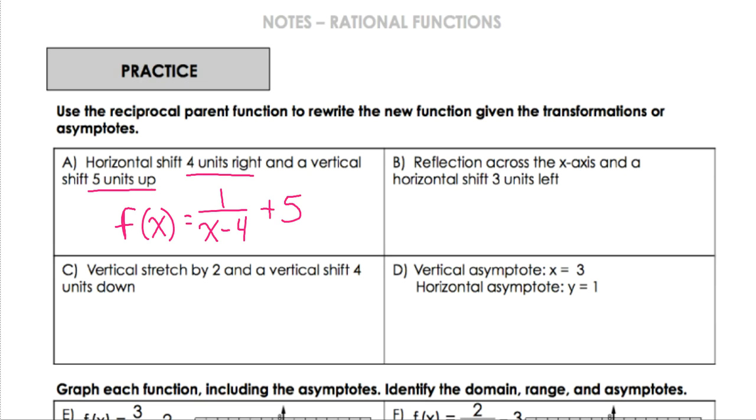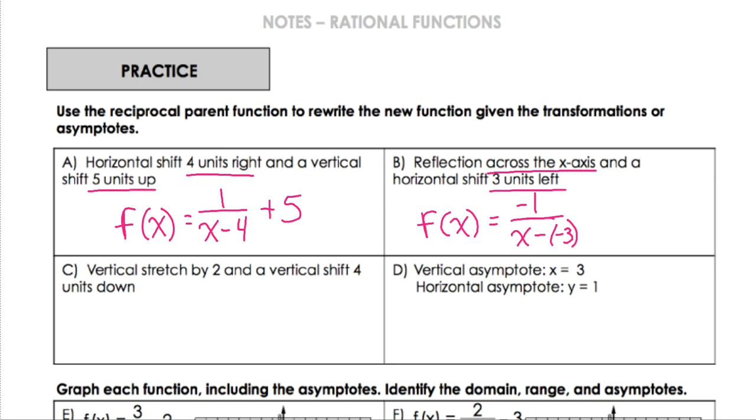For part B, we want a reflection across the x-axis. So remember, that's going to affect that a value in the numerator. And then we have a shift 3 units left. So my function for this one, again, to reflect over the x-axis, we make the a value -1. And then to shift it left 3, we're going to subtract a -3, which you can write as minus -3, or you can write it as positive 3. And that'll take care of those two transformations.